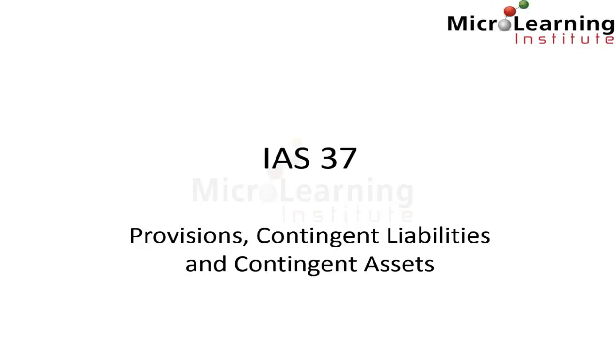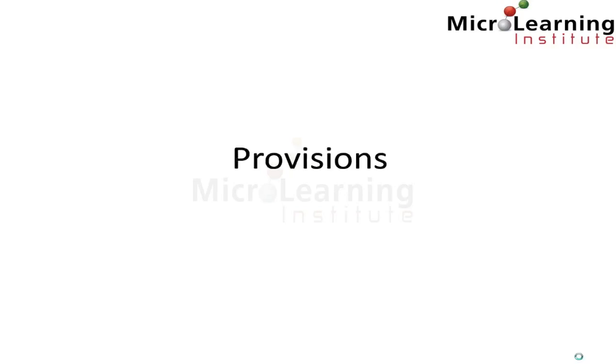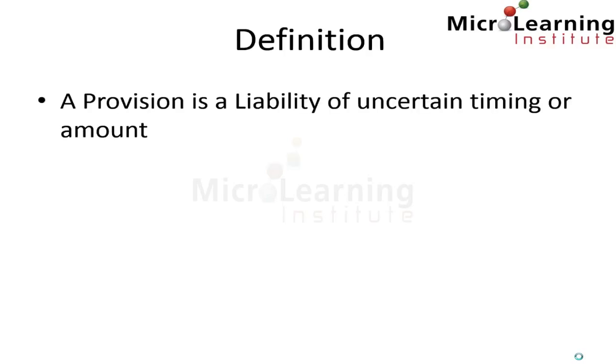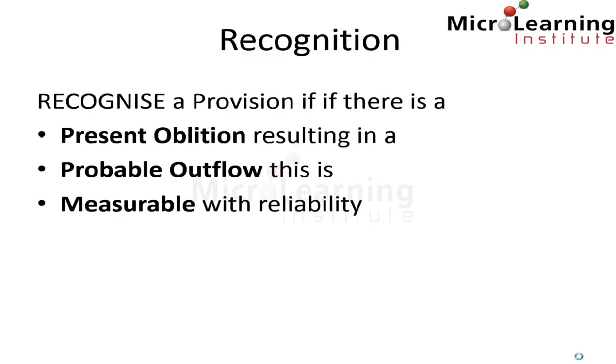This short tutorial deals with the fundamental principles of IAS 37, provisions, contingent liabilities and contingent assets. Let's start by looking at what IAS 37 says about provisions. A provision is defined as a liability of uncertain timing or amount. We recognize a provision if there is a present obligation resulting in a probable outflow that is measurable with reliability.